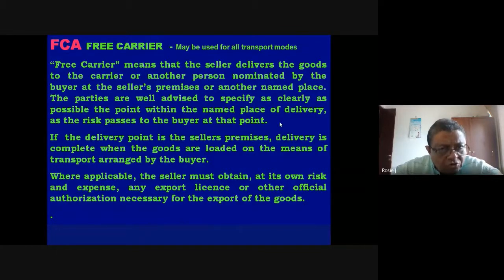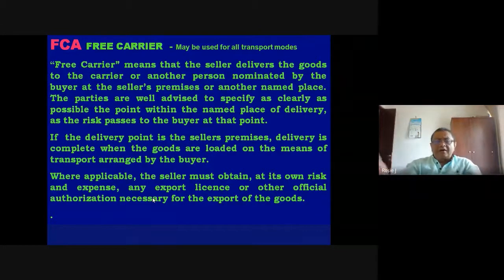Once he handed over the goods to the Kadugan container terminal, all the risk transfers to the importer. But of course, where applicable, the exporter must obtain the export license. This varies, right? They are not that important. You can read this. It's just saying who is responsible for the export license, paying export duty, whatever. But I'm concentrating more on the delivery point and the risk.